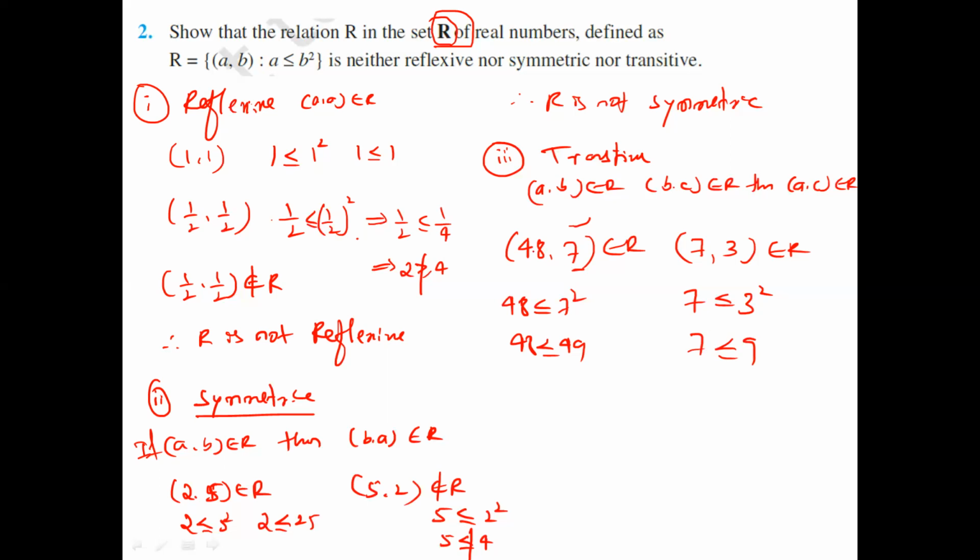Now to check 48 and 3. Does 48 comma 3 belong to R? We need to see whether 48 is less than or equal to 3 square, which is 9. Is 48 less than 9? No. So what is the conclusion? 48 comma 3 does not belong to the relation. Therefore, R is not transitive.